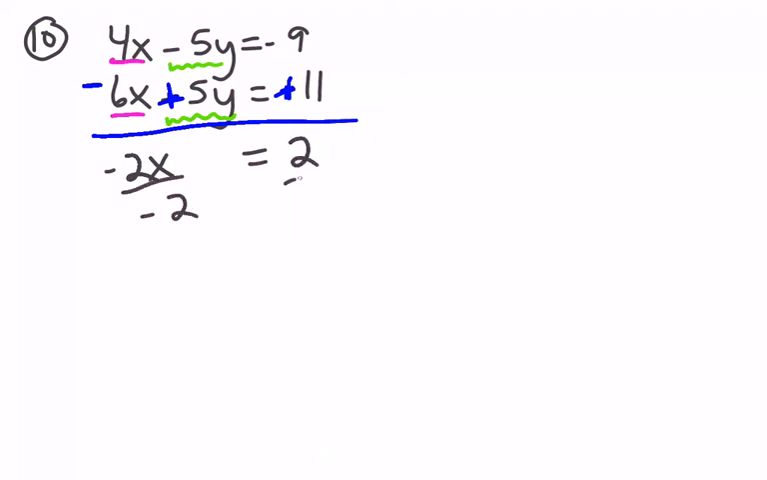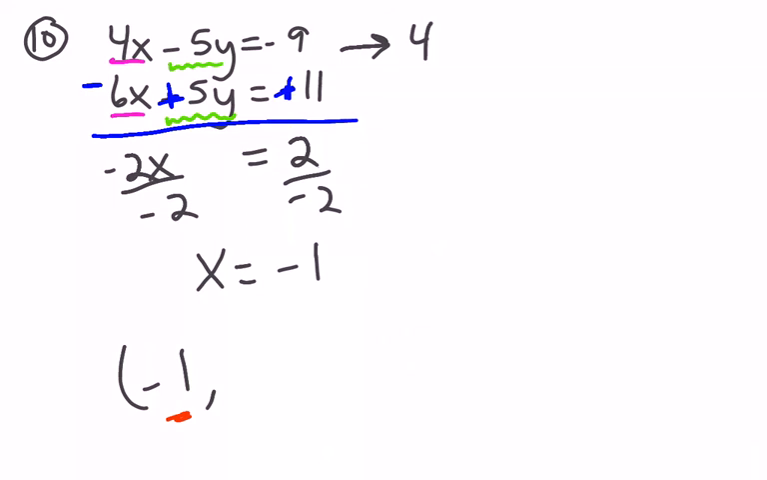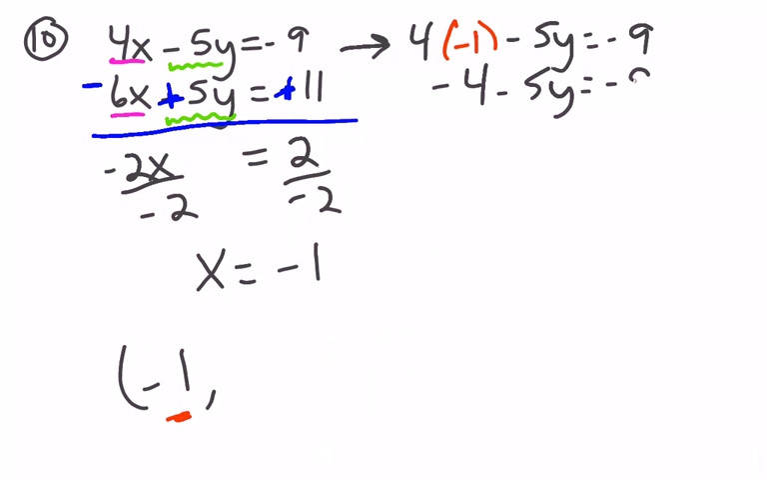And last step, I can divide by negative 2. So x equals negative 1. Now that I've got that, I can substitute that negative 1 in for x into one of the equations. Doesn't matter which one, I just use the one that I didn't mess with. So I didn't mess with the first one. So I'm going to do 4 times my new x value of negative 1 minus 5y equals negative 9. So negative 4 minus 5y equals negative 9.